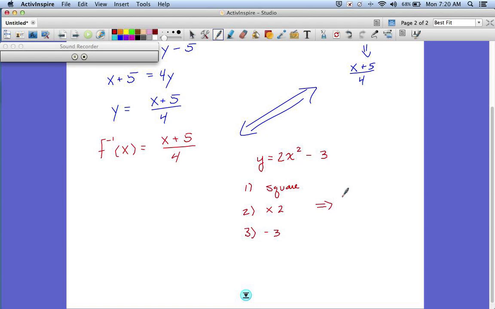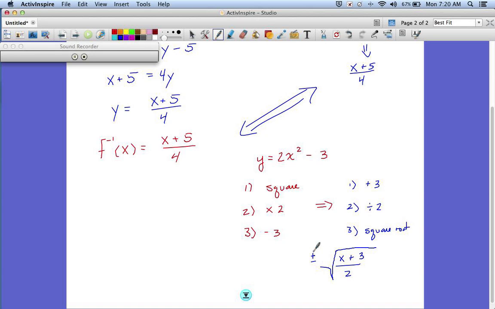So if I'm inverting this, the first thing I'm going to do is add 3. The second thing is divide by 2, and finally, to undo squaring, I square root there. So I end up with x plus 3 divided by 2, and I'm square rooting that. Sorry about that ugly square root. Let's try that again. And technically I need a plus or minus there for that one.